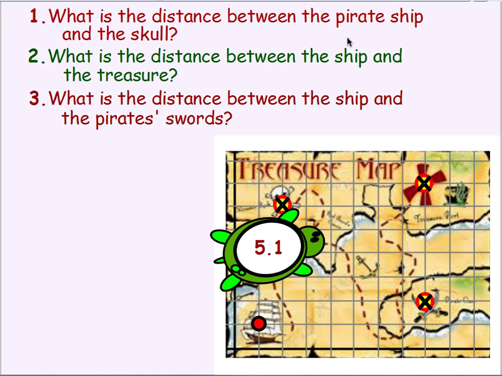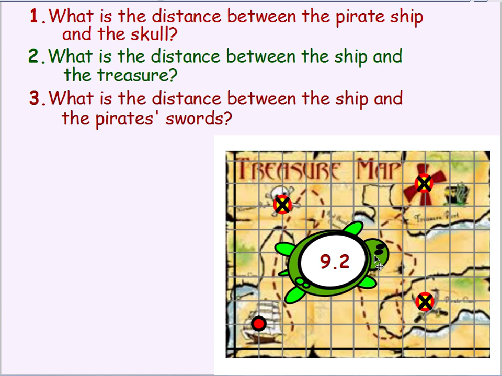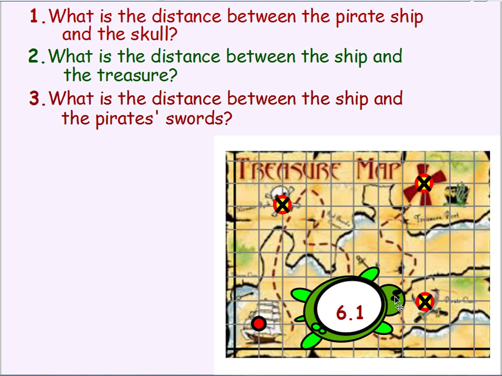Same thing if I need to find the distance between the ship and the treasure. That's on a diagonal. I can't just count that distance out. So I need to use distance formula to help me find my distance of 9.2. And same thing between the ship and the swords. I need distance formula because that is not a nice even distance.